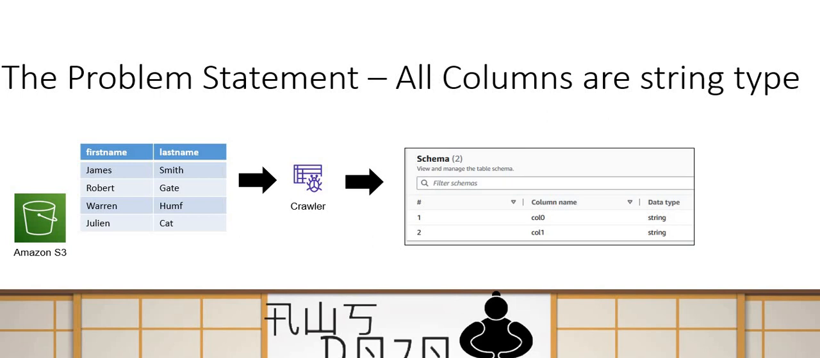So basically, you will see this type of problem only if all the data types are string type. You will find that the crawler's out-of-the-box CSV classifier will treat even the first line, which is the header, as data, as a record in the data source. So that's one challenge you will come across.